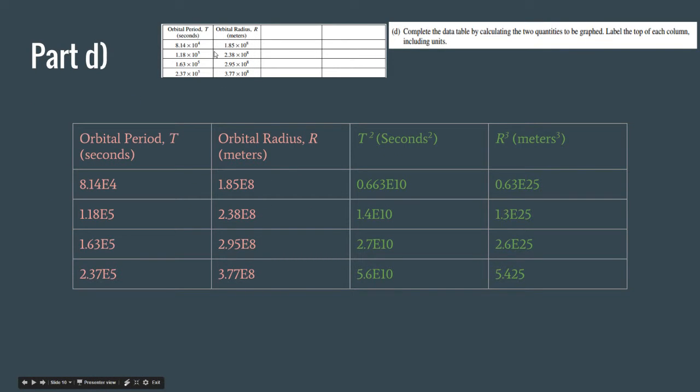Okay, part D asks us to complete this data table, which they give to you exactly like this on the problem, by calculating the two quantities to be graphed. The quantities we said should be graphed are t squared and r cubed.